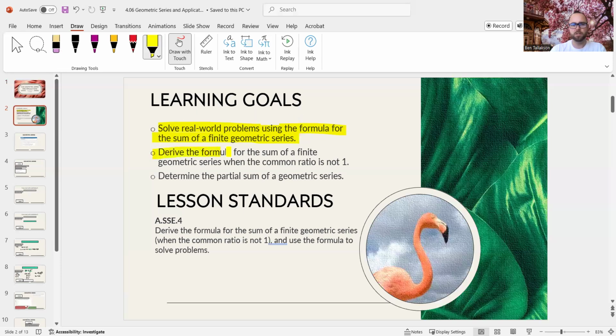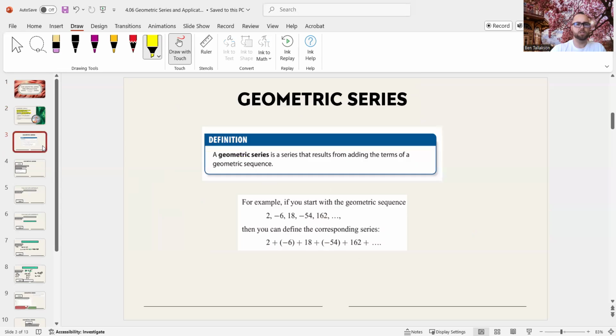Derive the formula for the sum of a finite geometric series when the common ratio is not 1. Interesting. Determine the partial sum of a geometric series. Partial sum meaning we're just adding a specific amount of the terms in the sequence.